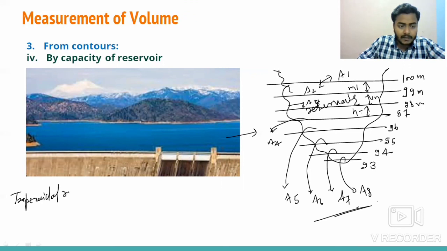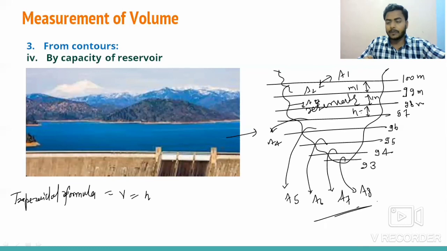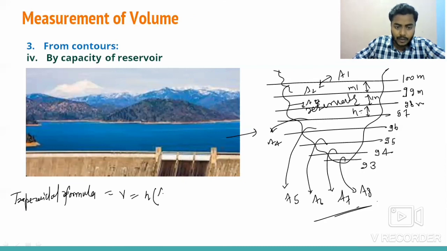Here, using the trapezoidal formula, we can write V is equal to H, the vertical distance between successive contours, or contour interval, into A1 plus A2. Or in the general way, the last one is AN, here A8. In general, V equals H into A1 plus AN divided by 2 plus A2 plus A3 and so on.